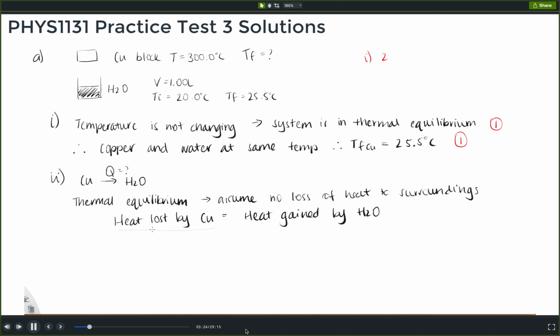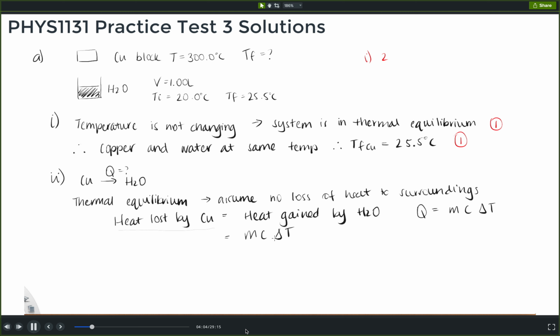Now this heat, as we explained just before, is given by the symbol Q, and the equation for heat transfer for two objects that are at different temperatures is Q equals M times C times delta T, M being the mass, C being the specific heat, and delta T being the change in temperature. So we don't need to know anything about the copper yet, we just know that the heat gained by the H2O was the heat lost by the copper. So let's do this for the H2O.